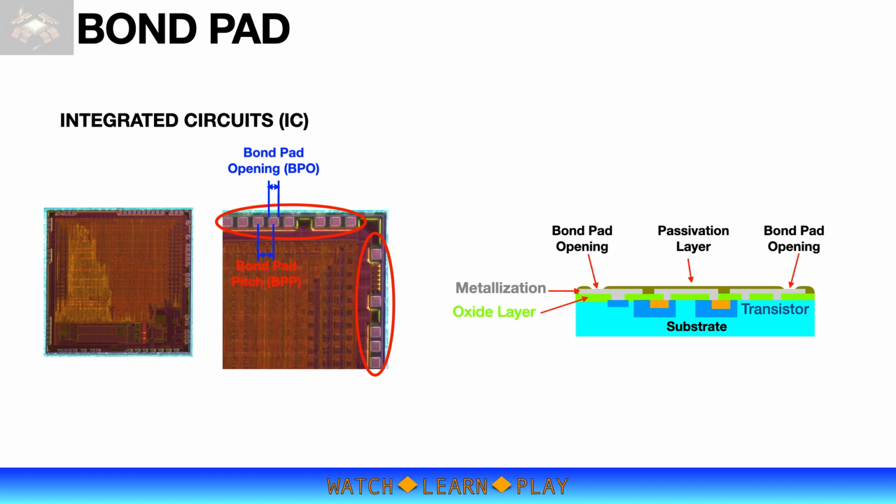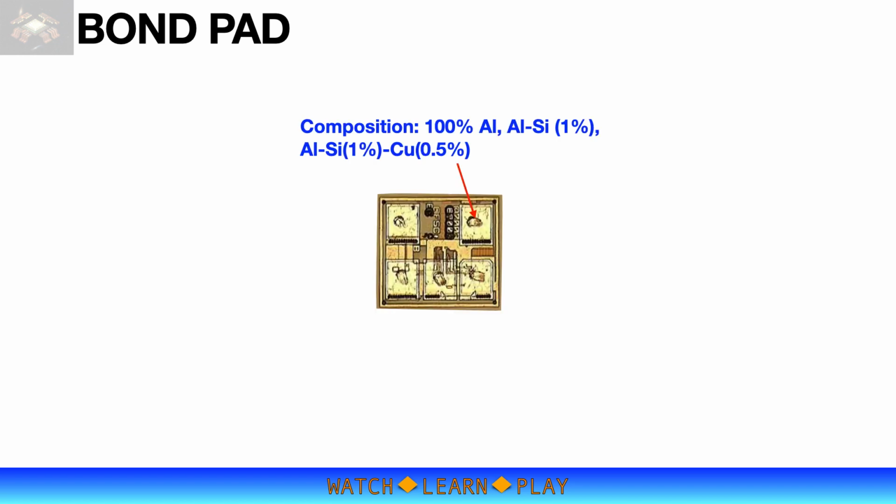The illustration on the right is an example of IC vertical structure or layers. Notice that the top metallization is covered by a passivation layer except the bond pad opening. Overall, bond pad compositions or metallization is 100% aluminum, with some devices having 1% silicon impurity or even an additional 0.5% copper impurity. Note that these different metallization require different bonding parameters for optimum bonding integrity.